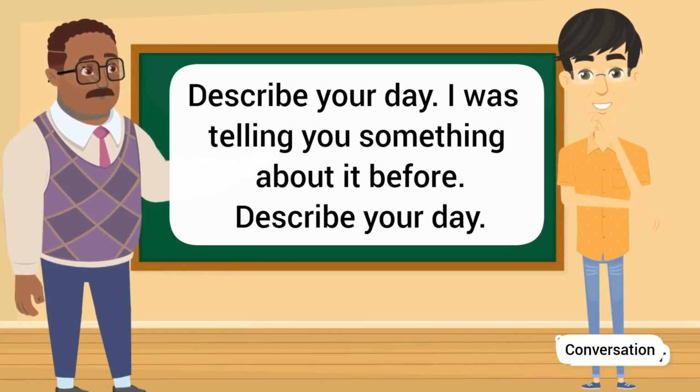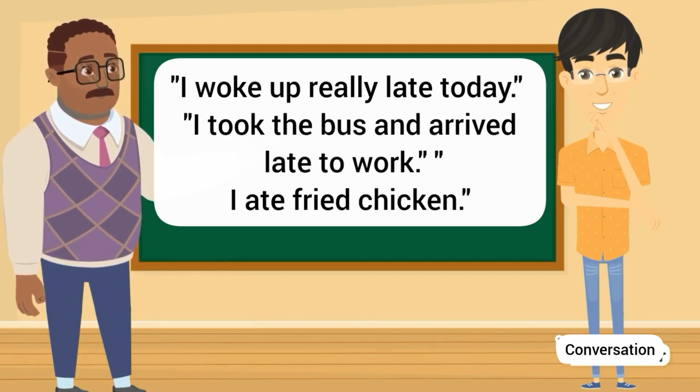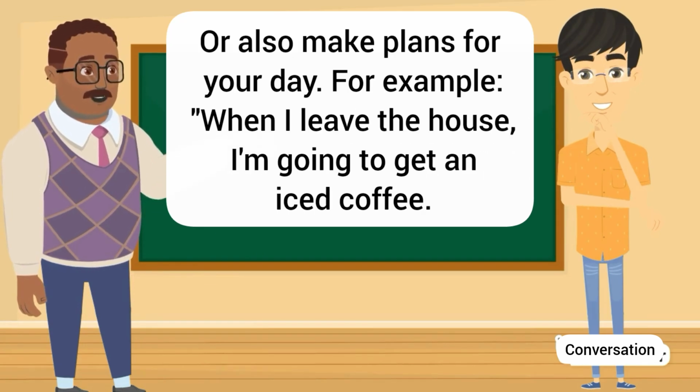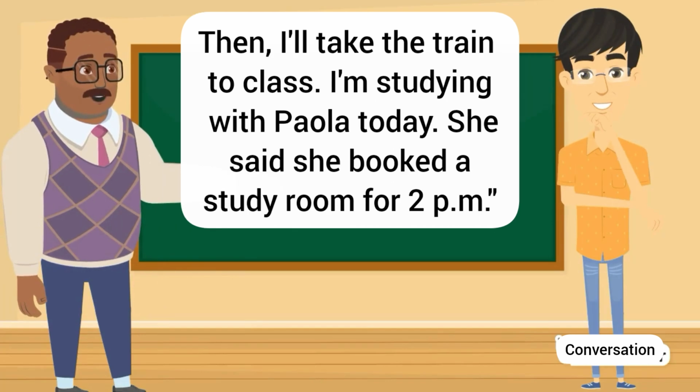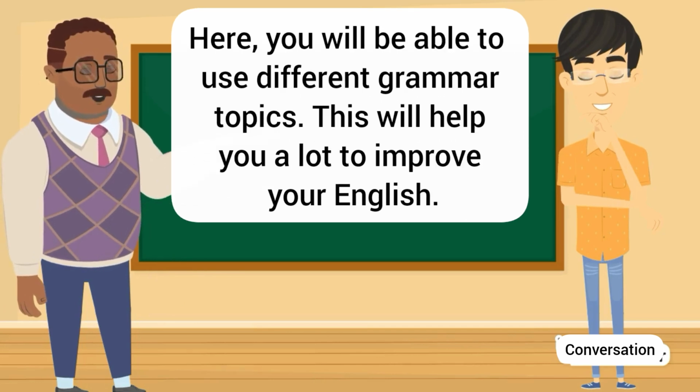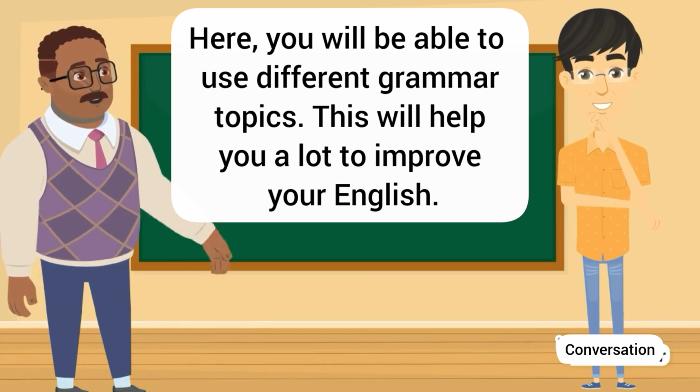Describe your day. I was telling you something about it before. Describe your day. I woke up really late today. I took the bus and arrived late to work. I ate fried chicken. Or also make plans for your day. For example, when I leave the house, I'm going to get an iced coffee. Then, I'll take the train to class. I'm studying with Paula today. She said she booked a study room for 2 p.m. Here, you will be able to use different grammar topics. This will help you a lot to improve your English.